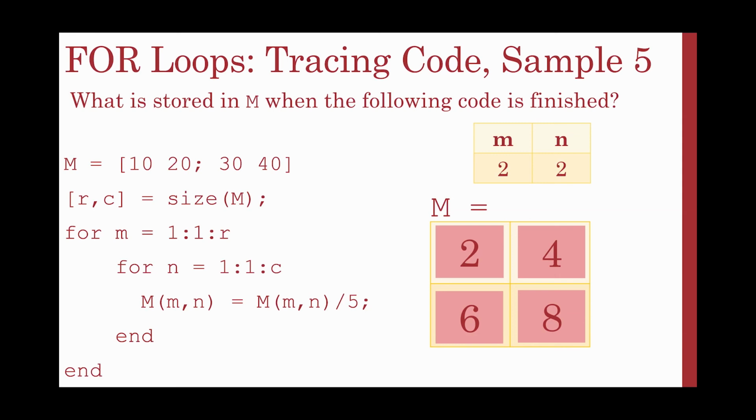And then we're going to have m and n, not i and j, my apologies, are equal to 2, so we're going to have 40 divided by 5. Nested for loops like this are great for performing a calculation on every element of a matrix.